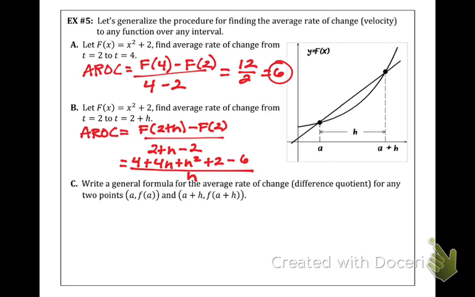So now I just need to simplify that. So we have an h squared. We have a 4h. 4 plus 2 is 6. Minus 6 goes away. It's at 0. Divided by h. Factor out h in your numerator. Leaves us with h plus 4. What cancels out? Our h's. So we're just left with h plus 4 as our final expression.